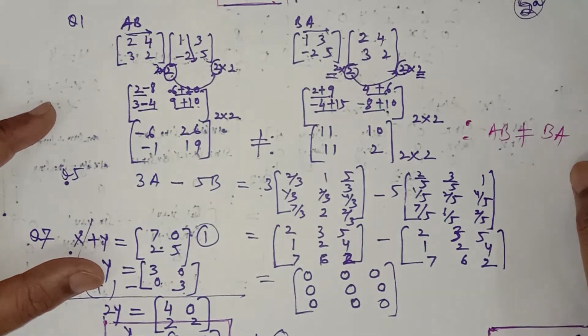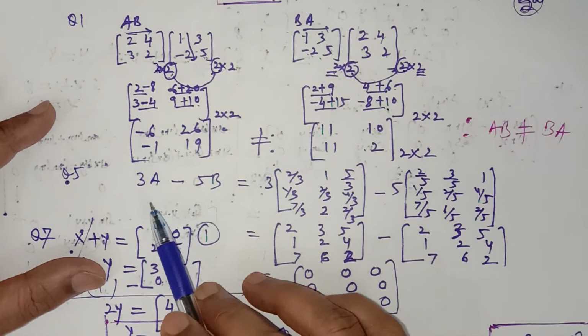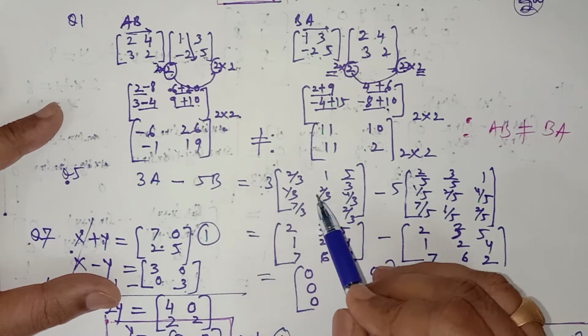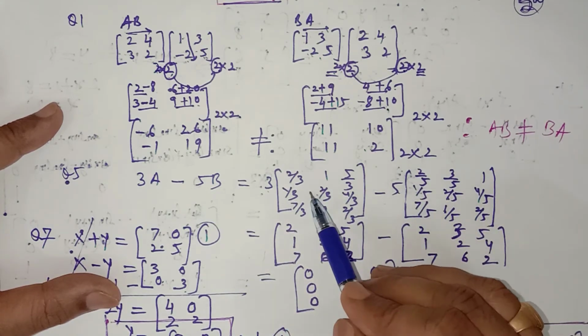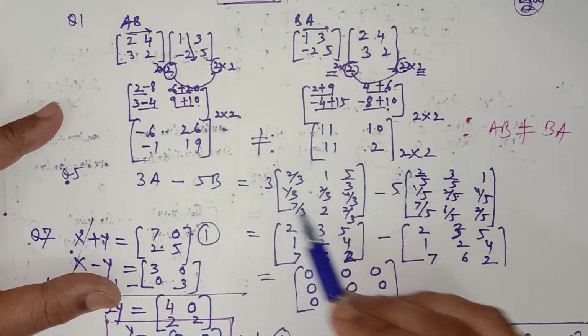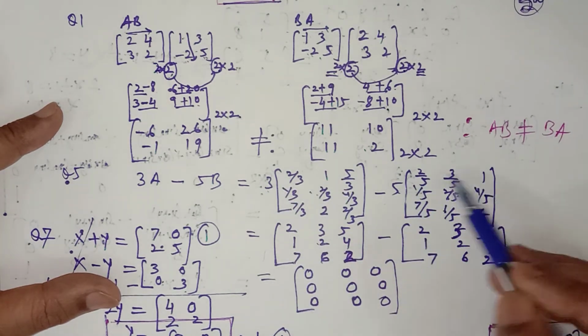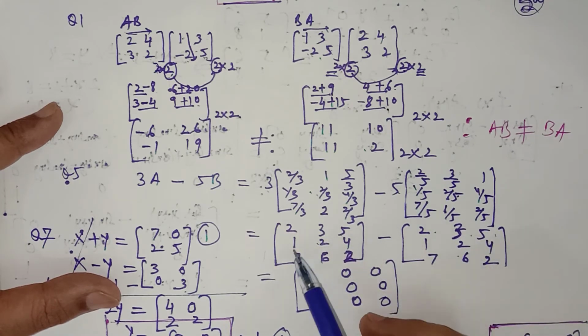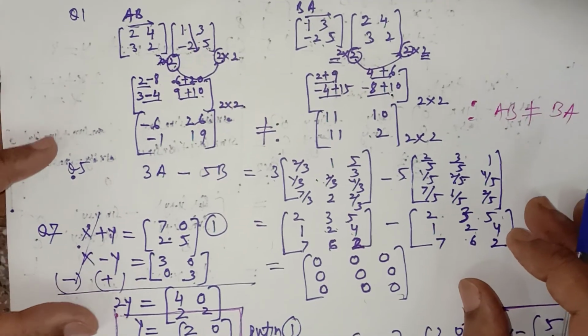In question number 5, part 3, you have to find 3A minus 5B. So 3 into A minus 5 into B. Matrix A is given in the question, and matrix B is given in the question. So multiply all the elements by 3, multiply all the elements by 5 and subtract: 2 minus 2, 3 minus 3, 5 minus 5, 1 minus 1, 2 minus 2. So you are getting a null matrix here.